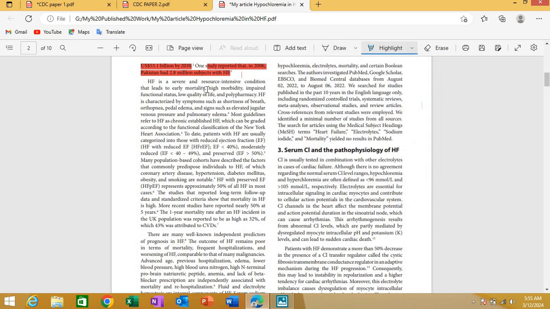Now, heart failure is a severe and resource-intensive condition that leads to early mortality and high morbidity. So in the second paragraph, I'm talking about heart failure: it's a severe disease, it has early mortality, high morbidity, and it leads to low quality of life and the problem of polypharmacy, taking too many medicines. Then heart failure is characterized by symptoms such as shortness of breath, orthopnea, pleural edema, elevated JVP, the problem of pulmonary congestion. Now most guidelines refer to heart failure as chronic established heart failure, which can be graded according to classifications like the New York Heart Association classification.